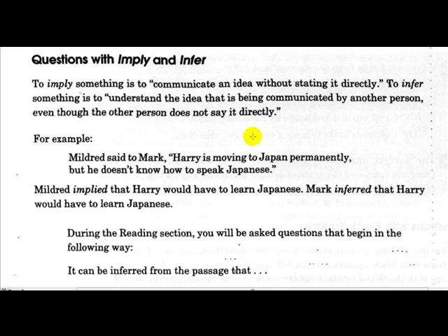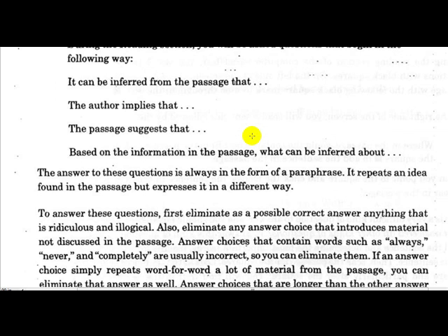During the reading section, you will be asked questions that begin in the following ways. "It can be inferred from the passage that..." "The author implies that..." "The passage suggests that..." "Based on the information in the passage, what can be inferred about...?" The answers to these questions are always in the form of a paraphrase. It repeats an idea found in the passage, but expresses it in different ways.